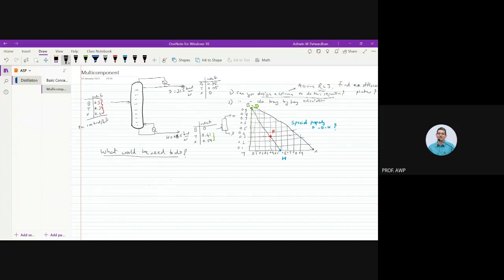I'm not even asking that. I'm only asking about this one column. How will we find the number of theoretical plates required at, let's say, reflux ratio equal to 3? I'm telling you the reflux ratio. I'm not asking you to find the reflux ratio. I'm saying I want reflux ratio equal to 3.